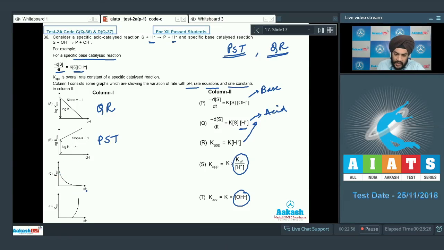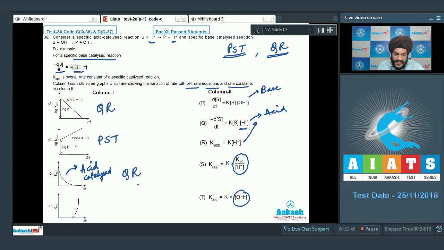So we just have to comment on the variation of K apparent with the pH value. It is seen that in option C, when the pH value increases, the K apparent value decreases. So it means that the H plus ion concentration is decreasing, which is causing the K of the reaction to also decrease. It must mean that this curve represents an acid catalyzed reaction, and so it has to be matched with Q and R as well.